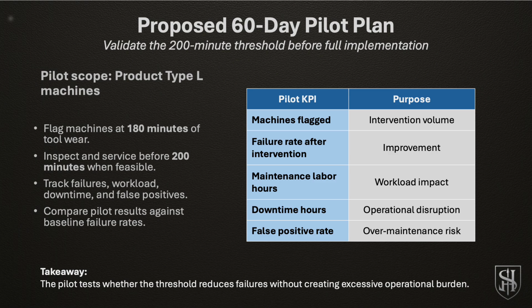At the end of the 60-day pilot, leadership should compare pilot results against the baseline failure rates identified in the analysis. If failures decline without excessive maintenance burden, the company can consider expanding the approach. If the results are mixed, leadership can revise the threshold or add other indicators such as torque and temperature.